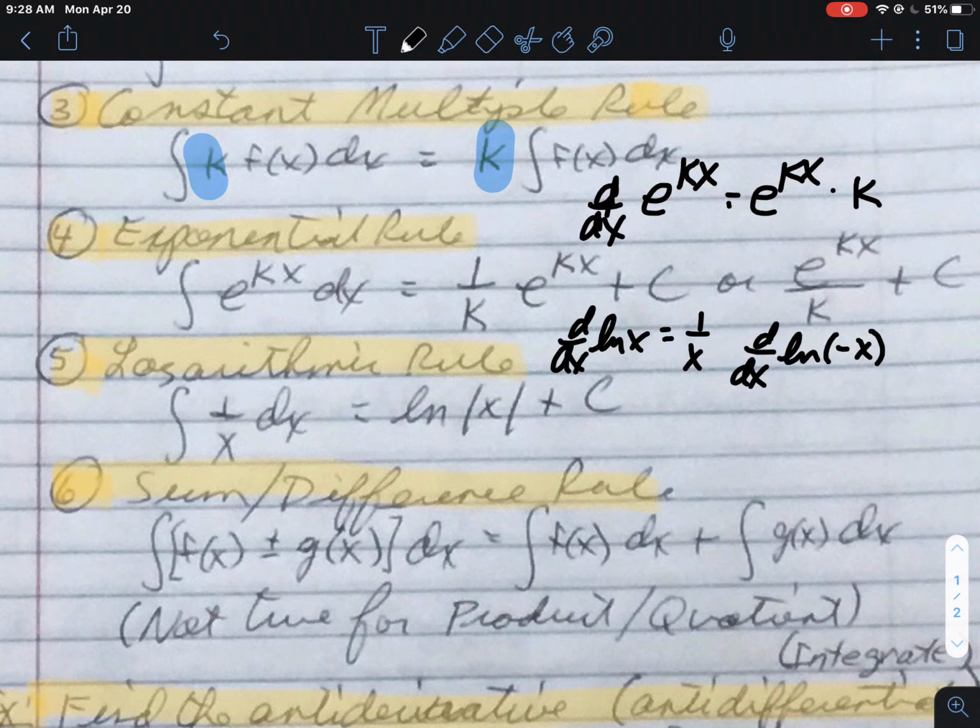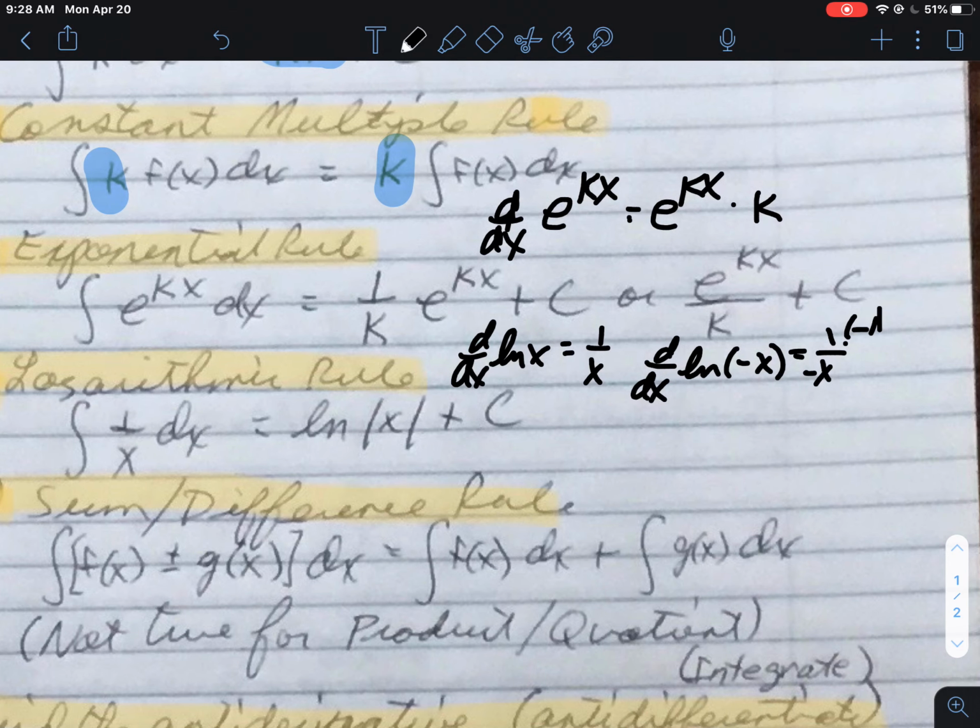If we follow our chain rule, which says the derivative of a natural log function was 1 over the argument times the derivative of the argument, which is -1, then that gives us -1 over that negative x. That's still going to give me 1 over x as the derivative, right?